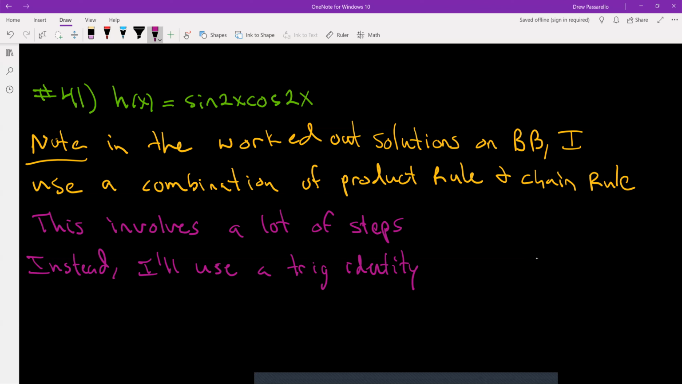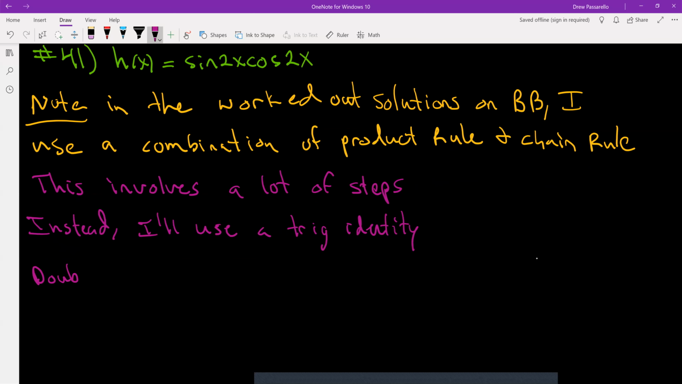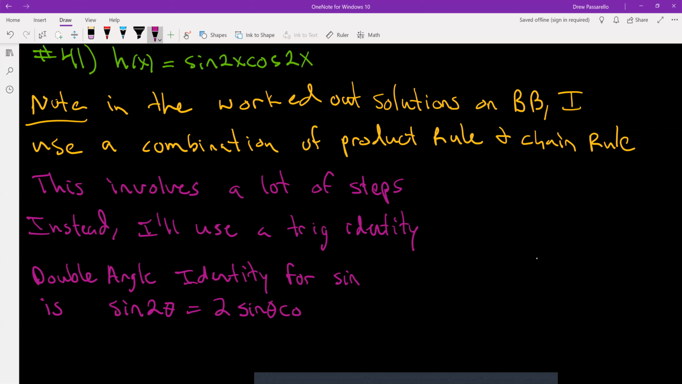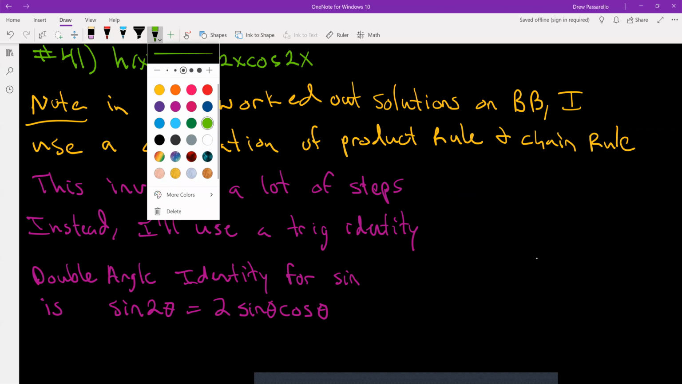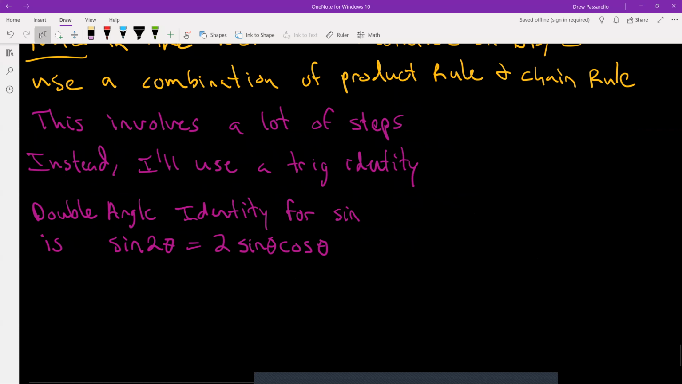All right, and the trig identity is going to be the double angle identity for sine. On Blackboard, I do have a document, and that document has all of the trig identities. So the double angle identity for sine is sine of 2 theta is equal to 2 times sine of theta cosine theta. Now our problem has sine of 2x cosine 2x.